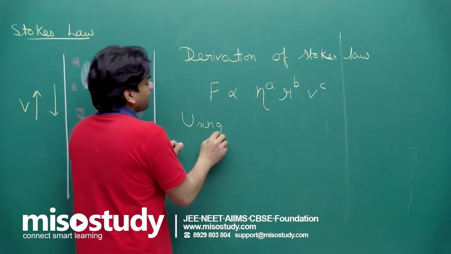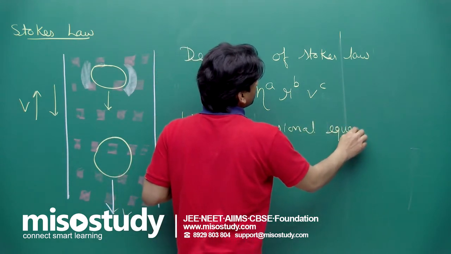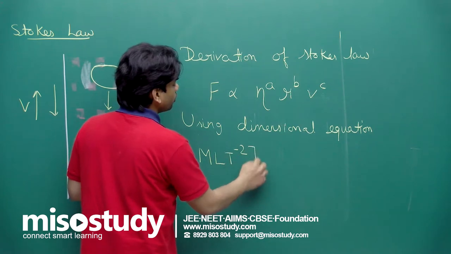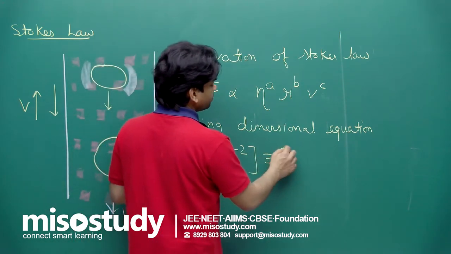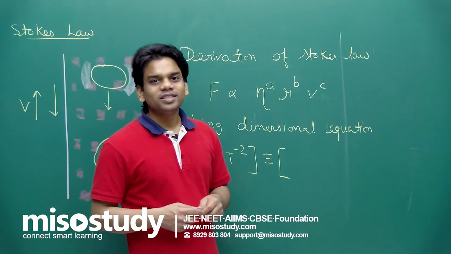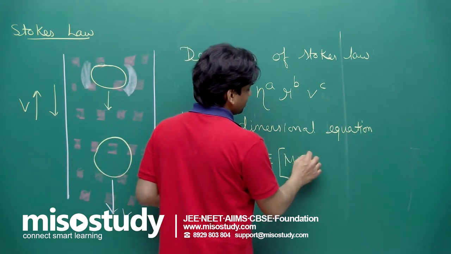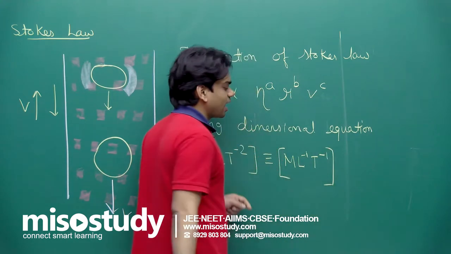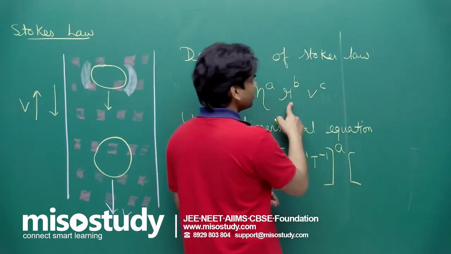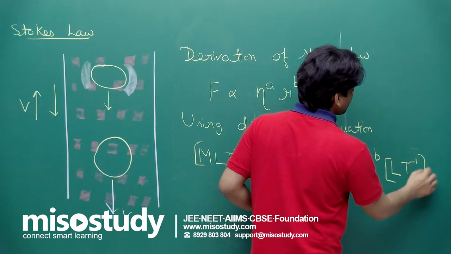So using the dimensional equation for all these three, can I write force as MLT power minus 2? We know that the force dimension is this, and when I put the dimensions of all these three values, the dimensional equation at the left hand side should be equal to the dimensional equation at the right hand side. That is my eta dimension, ML minus 1 T power minus 1. If you remember, I have told you the dimension of coefficient of viscosity in one of the classes. So from there you can recollect, power a; radius, that is length, power b; and velocity, that is LT power minus 1, comes out to be power c.